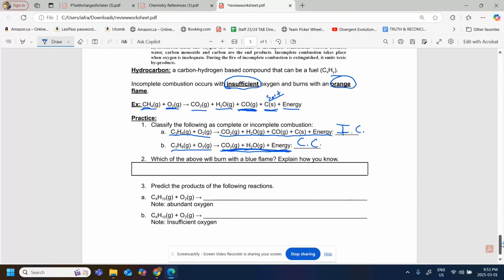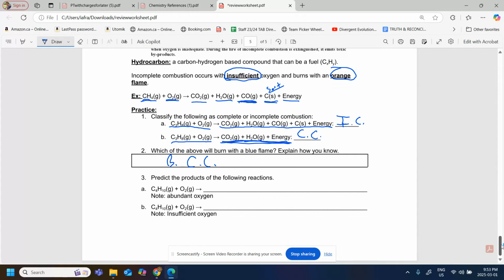So our next question is, you can try this yourself, which of the above will burn with a blue flame? Explain how you know. Well, we sort of just said it, B. And we know that because it's a complete combustion. Then lastly, we can predict the products of these reactions. You can try it out yourself. You'll notice there's a note here, abundant oxygen and insufficient oxygen. Try it yourself, pause the video, then unpause and check your work.